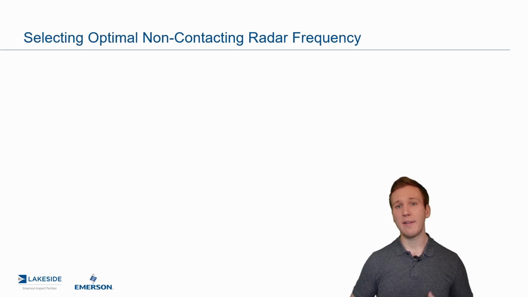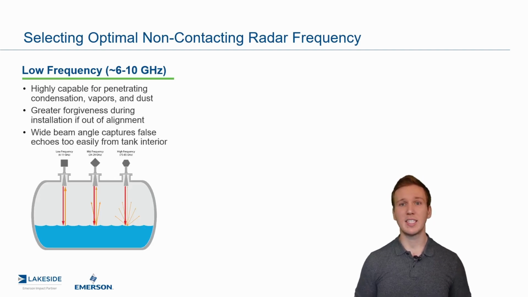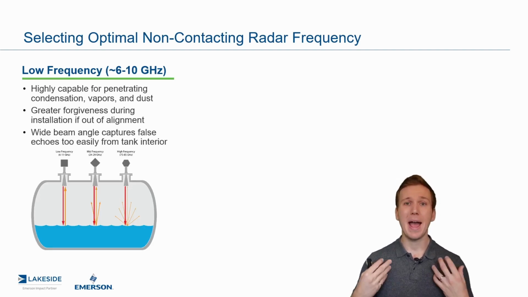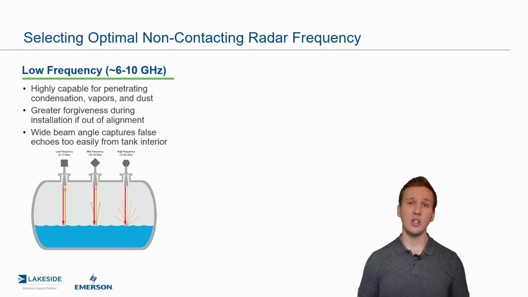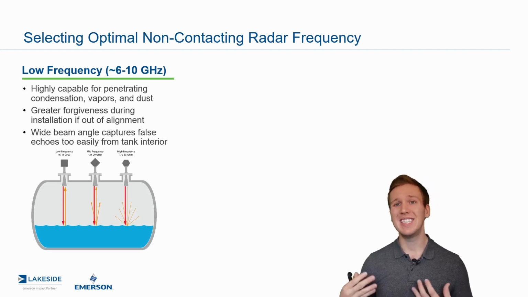So in general, we have three frequency ranges to pick from. First up is low frequency. Now, low frequency is something that is very good at penetrating condensation, vapors, dust, things like that within a vessel. And low frequency is what we quite often use on these big, large inventory vessels. And I want you to think of an analogy when it comes to low frequency radars. And it would be, again, similar to sound.